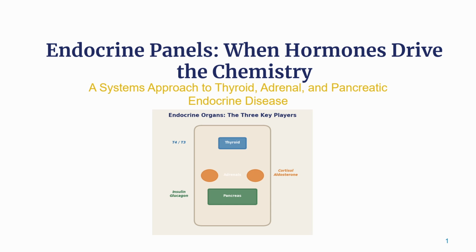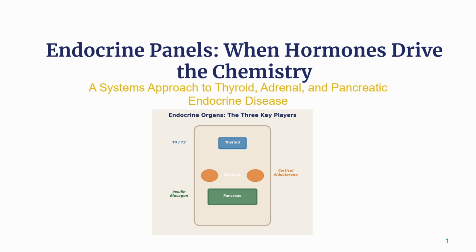Today we're tackling endocrine disease, one of the most common reasons for abnormal chemistry panels in small animal practice. The thyroid, adrenal glands, and pancreas together are responsible for an enormous proportion of the medicine cases you'll see. And here's the thing about endocrine disease. It doesn't just cause one abnormal value. It causes a whole pattern of changes across the CBC, chemistry, and urinalysis. By understanding the hormone and what it does, you can predict which values will be abnormal and why.